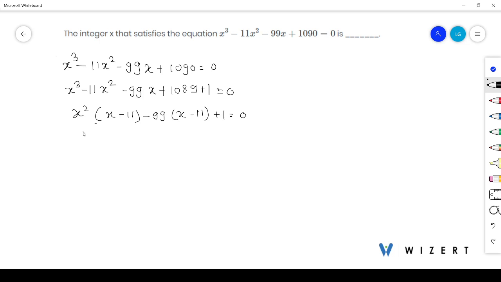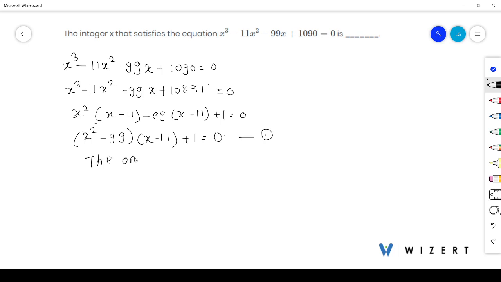So, here if we take x minus 11 common, then there will be x square minus 99 in another bracket, plus 1 as it is. So, here if we take x square minus 99 plus 1 equals to 0, then the only integer that satisfies the equation 1, means suppose this is equation number 1, is 10.